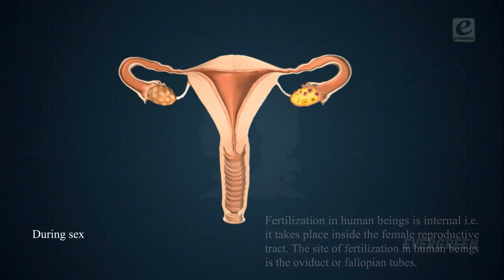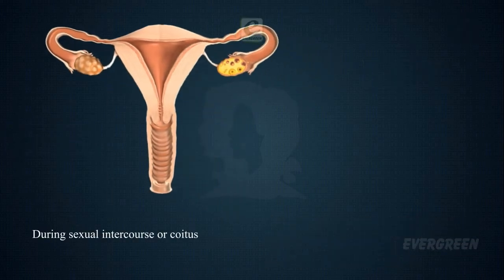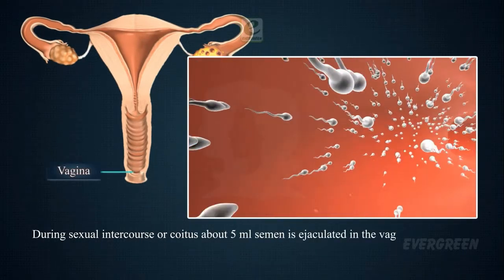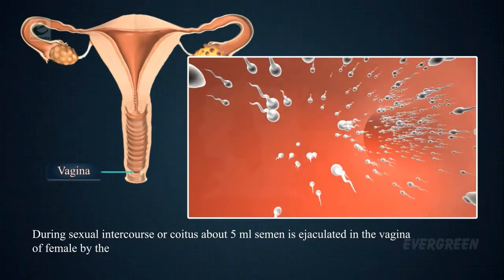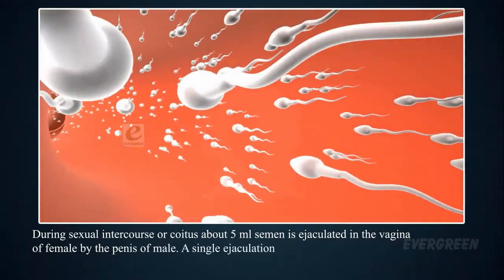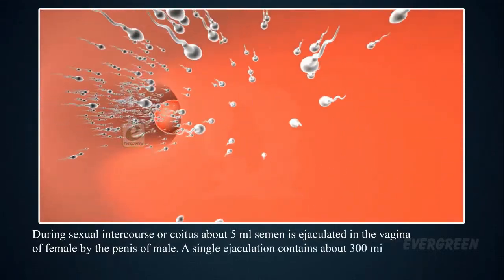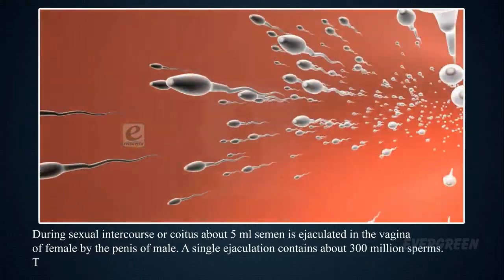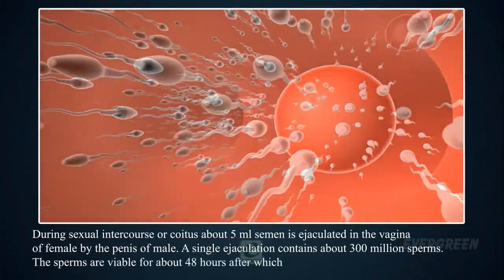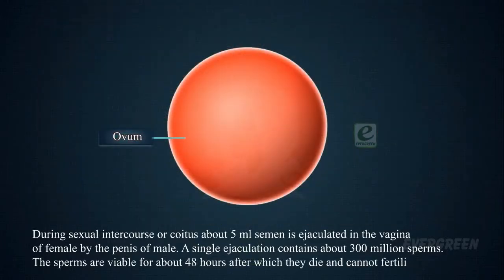During sexual intercourse or coitus, about 5 milliliter semen is ejaculated in the vagina of female by the penis of male. A single ejaculation contains about 300 million sperms. The sperms are viable for 48 hours, after which they die and cannot fertilize the ovum.